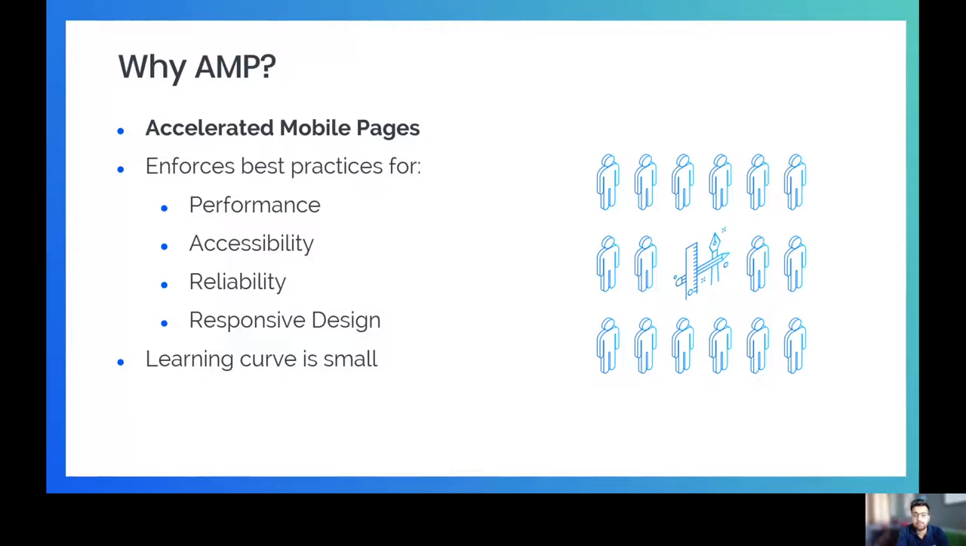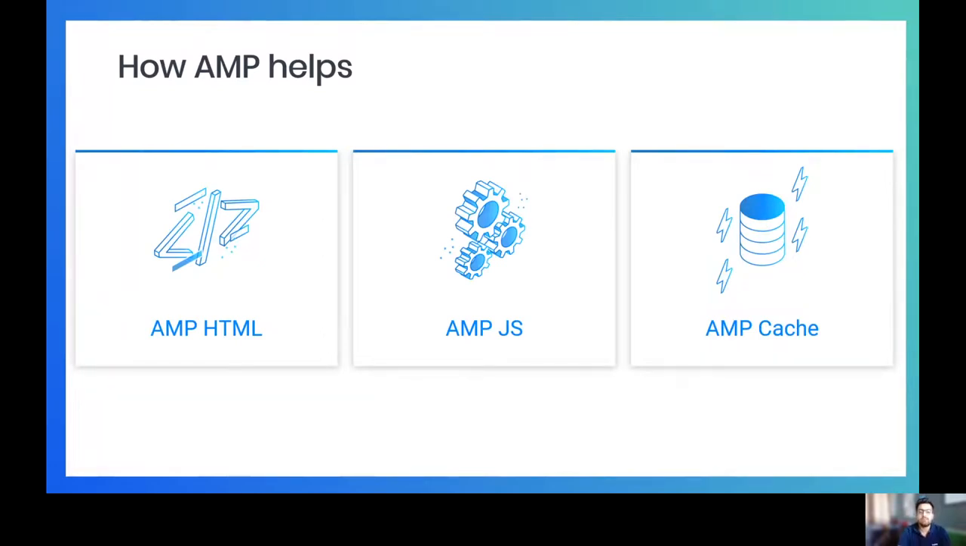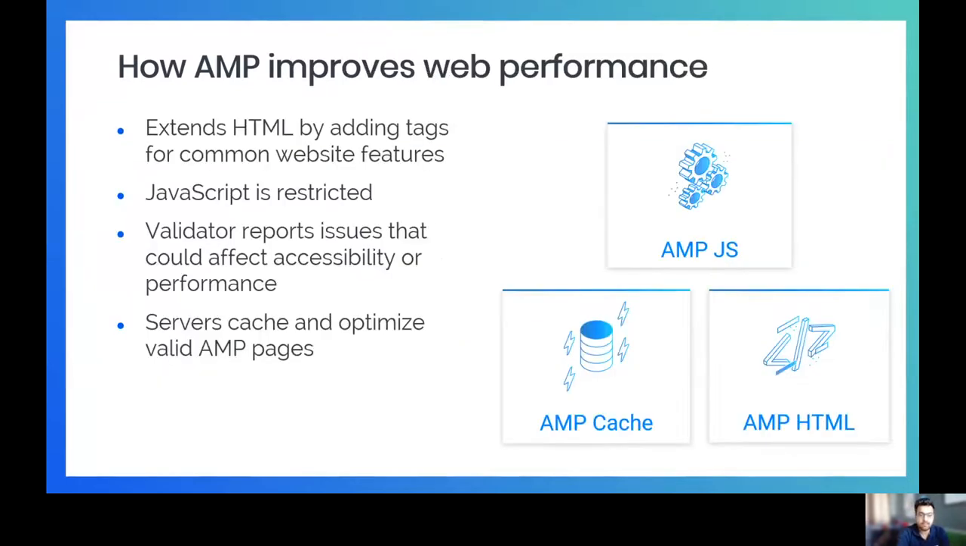What also makes AMP a very interesting framework is a small learning curve. You don't need to learn a lot of things before you are actually jumping into AMP, and we'll see how AMP actually does that. So AMP has three major components: AMP HTML, AMP JavaScript, and AMP Cache. AMP HTML is an extended version of normal HTML tags. We just change normal syntaxes, like we use AMP-IMG instead of the IMG tag and other different things. And we'll see some of the examples in upcoming slides.